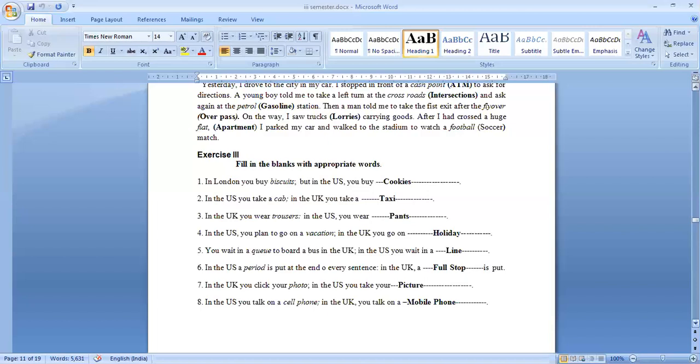The US people, you can talk in America, you can talk on a cell phone. So the thing is called a cell phone in America. The Americans call it a cell phone. But the British people call the same thing a mobile phone. So the thing is the same, but the names are different. What British people call a mobile phone is called a cell phone by the Americans.